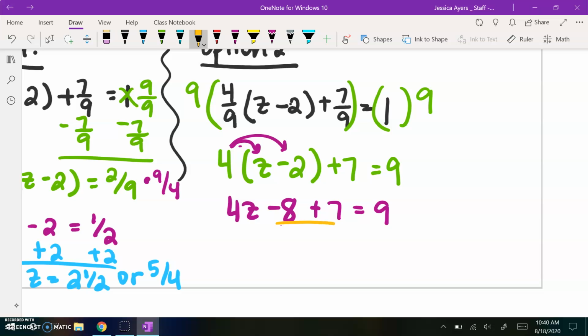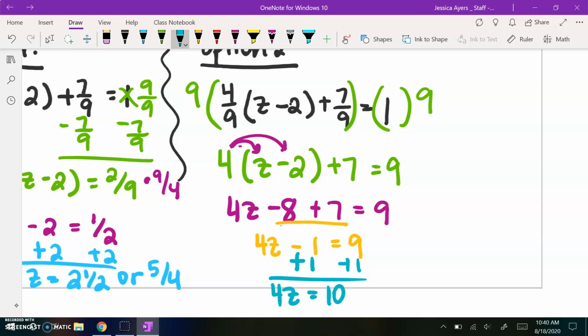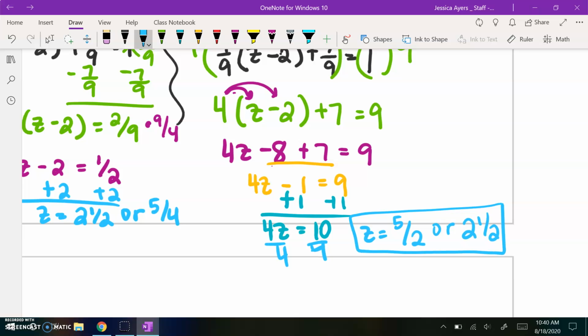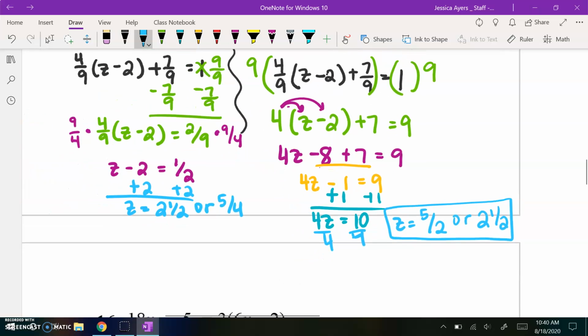Then here you're going to combine your like terms and get 4z minus 1 is equal to 9. Add the 1 to both sides to get that 4z is equal to 10. And then lastly, you are going to divide by 4 and get that z is equal to 5/2, or 2.5. Again, you could just leave it as an improper fraction that has been simplified.